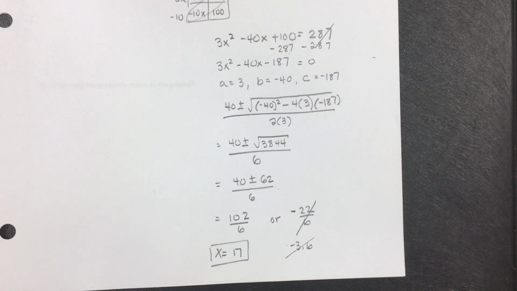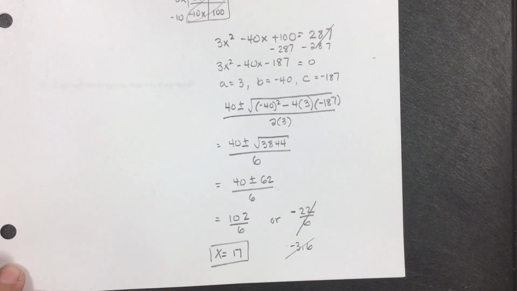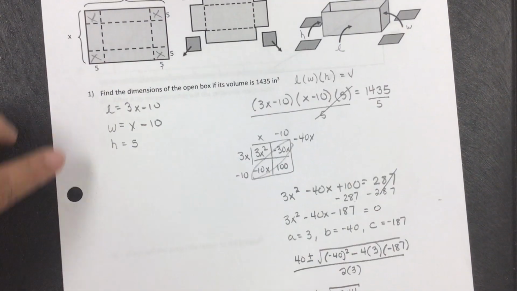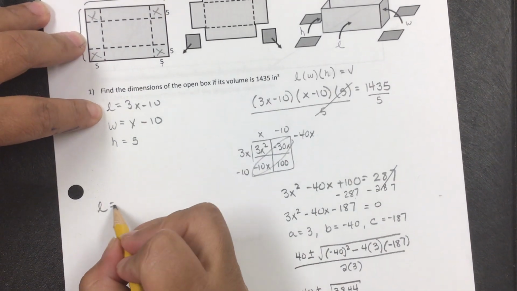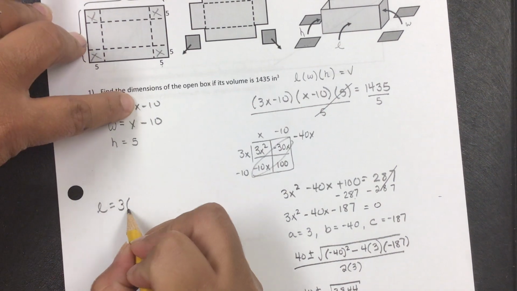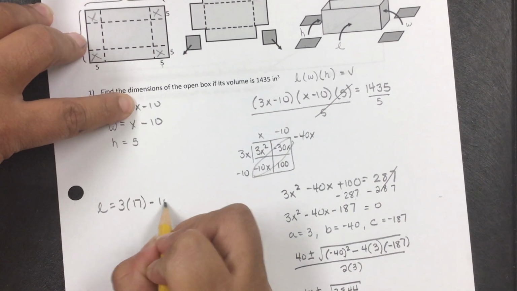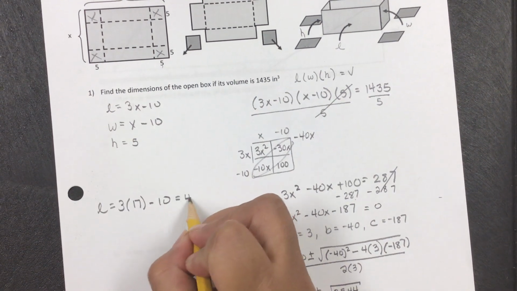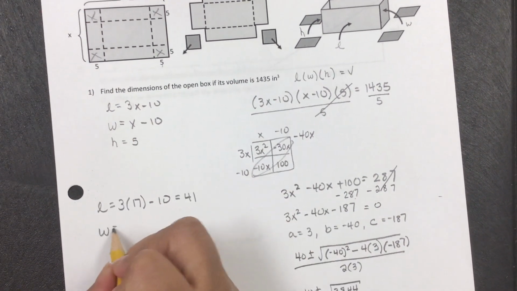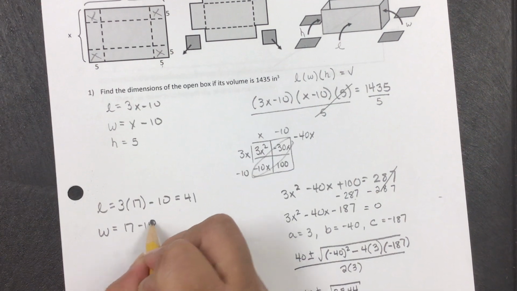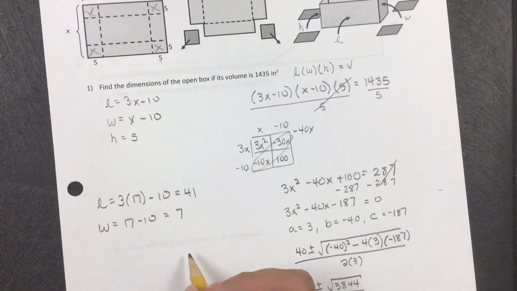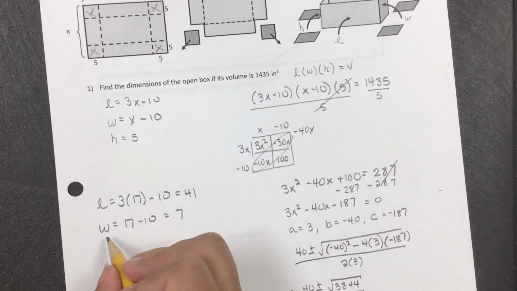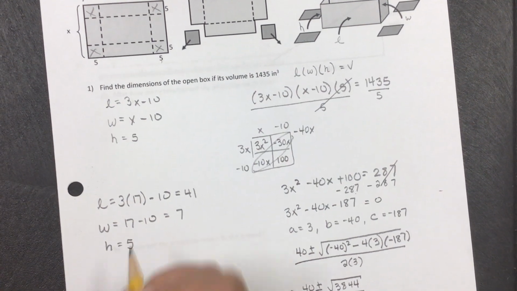It says find the dimensions. That's the value of x, not the actual dimensions. I'm going to go back up here. The length was 3 times x, which is now 17, minus 10, which I got equal to 41. The width is 17 minus 10, which equals 7. And then by the given, the height is equal to 5.